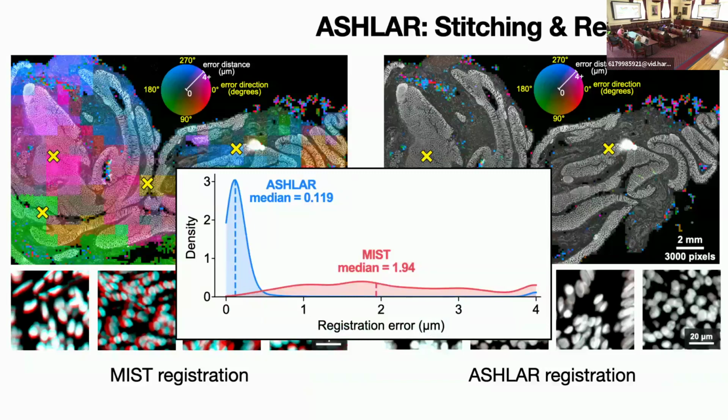And then if you quantify the KDE plot of the distance of those different shifts, you can see in another way, which is maybe more clear cut, that Ashlar performs much better.